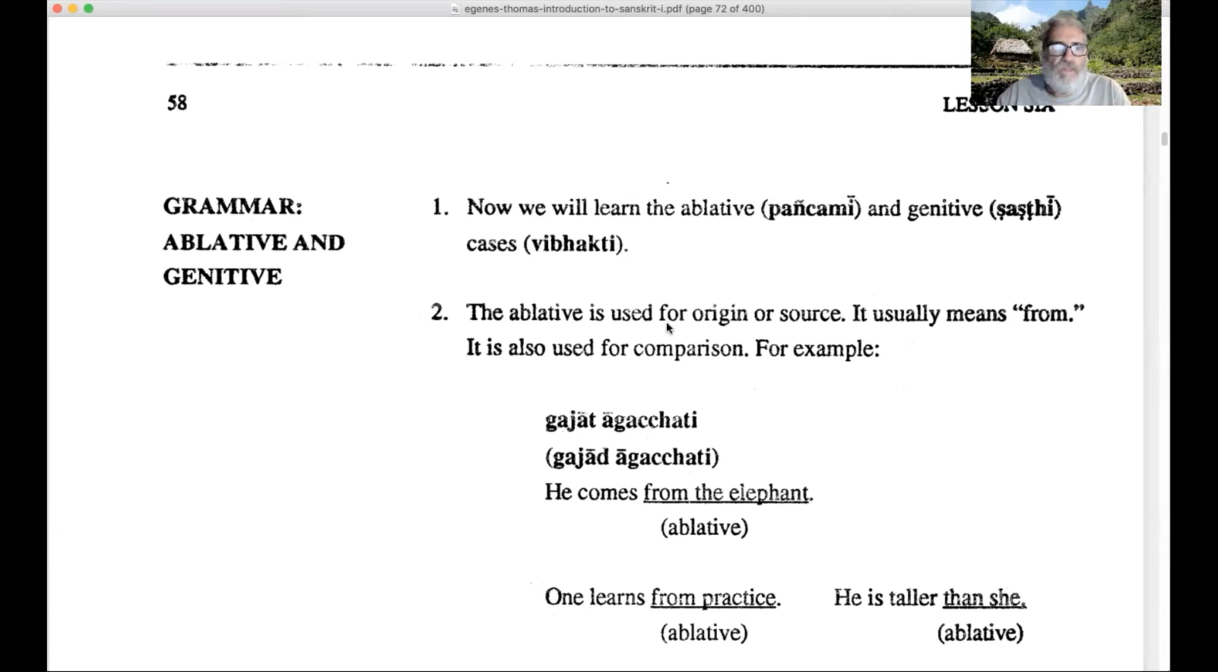Okay, so now we come to the grammar section. In the grammar section, we are now going to learn about the ablative, which is called panchami, and the genitive, which is called shasti. We prefer to always use the English terminology for grammar, but we should also know the Sanskrit terminology, because when we're in India or talking to people who are more familiar with Indian languages or Indian grammatical terminology, they may use the Indian terminology, and we have to know how to understand that.